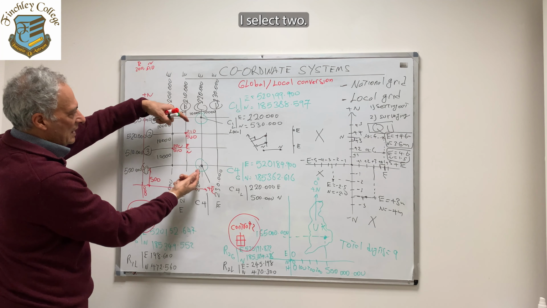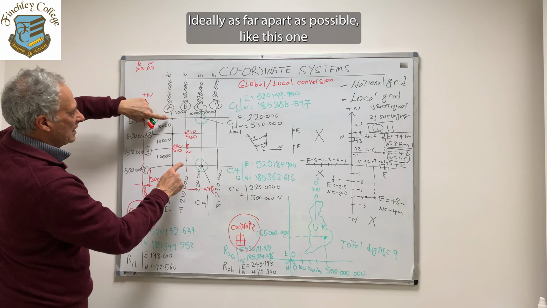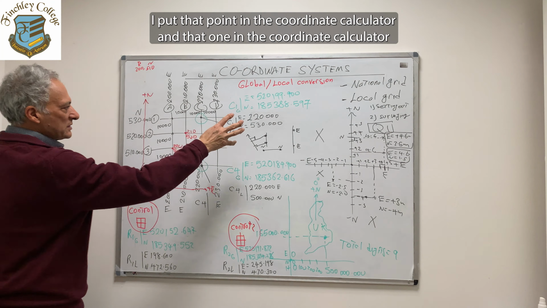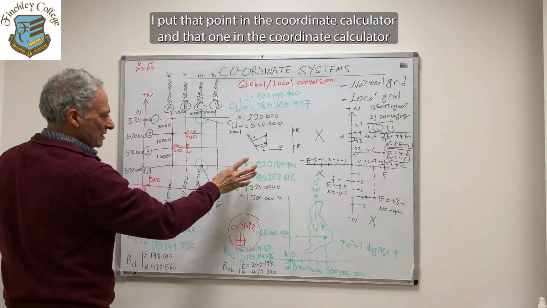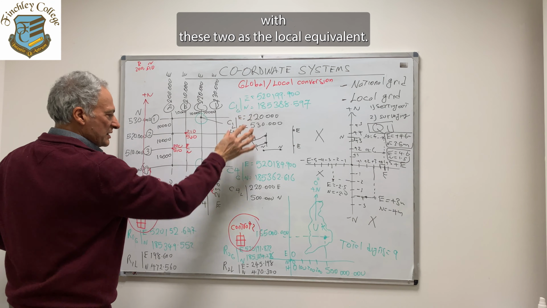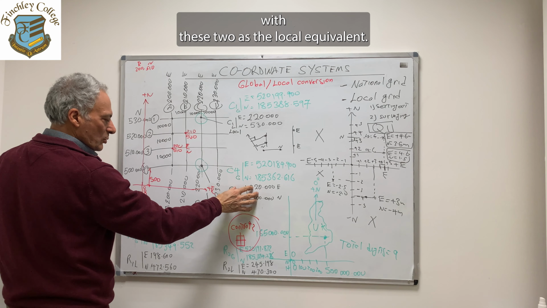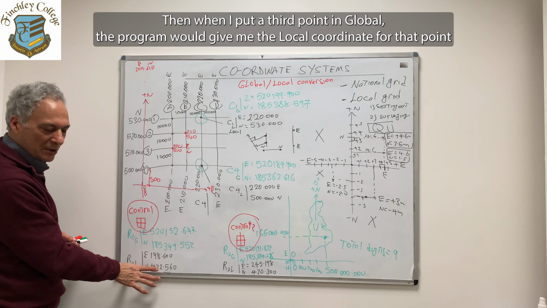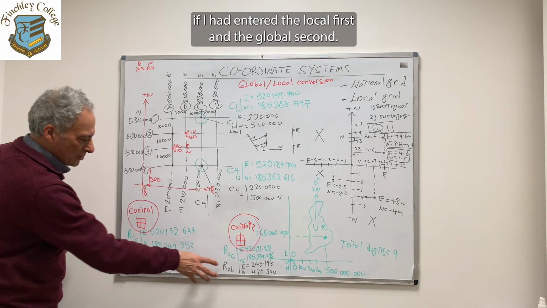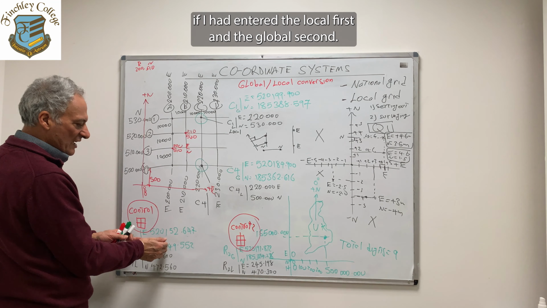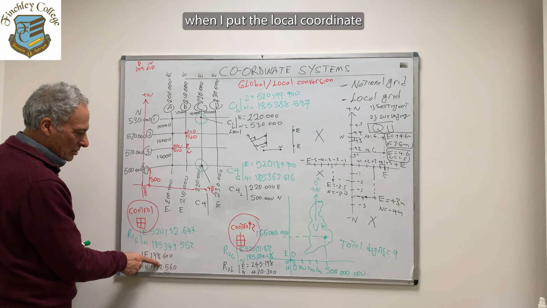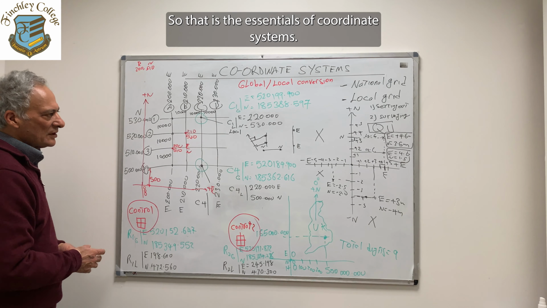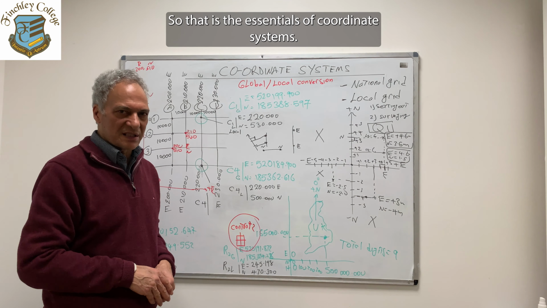I select 2, ideally as far apart as possible, like this one and this one, which is longer than that. I put that one in the coordinate calculator, that one in the coordinate calculator, and these 2 as their local equivalent. Then when I put a third point in global, the program will give me local. If I had entered the local first and the global second, when I put the local in, the program will convert to global. So that is the essentials of coordinate systems.